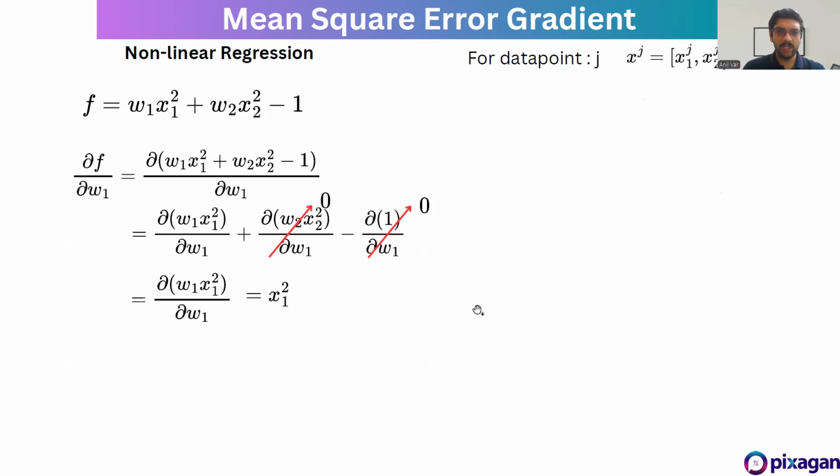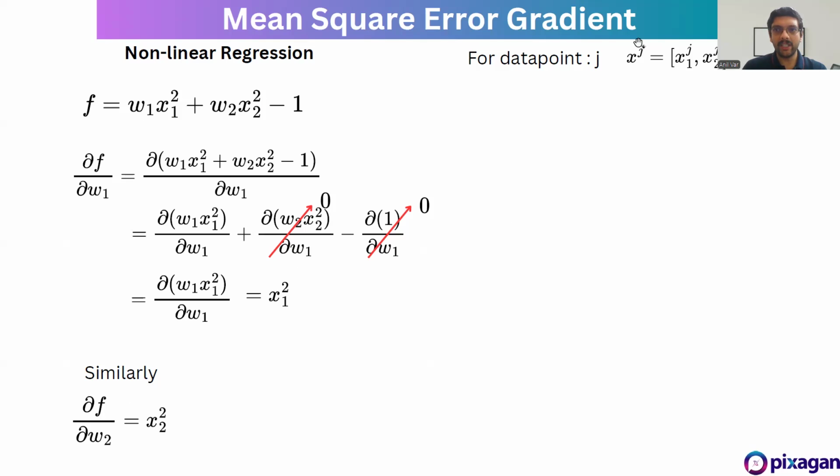Okay. Similarly, do the exact same exercise. I'd actually encourage you to take a pen and paper and just do this for W2. It'll be good practice. You would get dou f by dou W2. And in this case, it's this term, right? So this, no dependence on W2, no dependence on W2. It would be this term. Same principle. You'd end up with x2 square, right? So we've got the derivative of the function with respect to W1 and W2. It would be x1 square and x2 square.